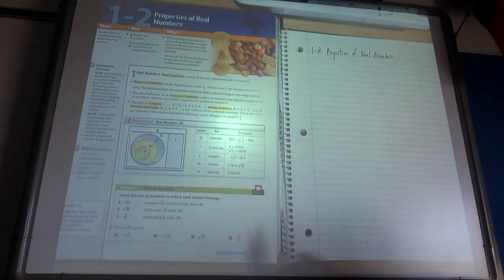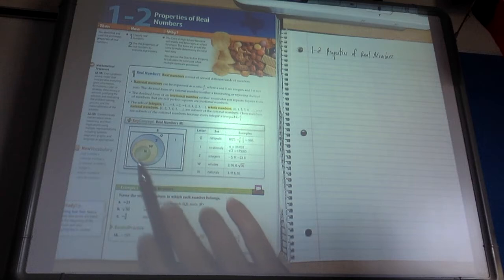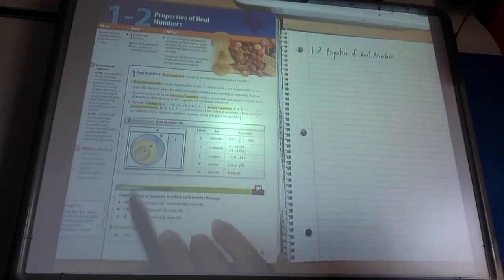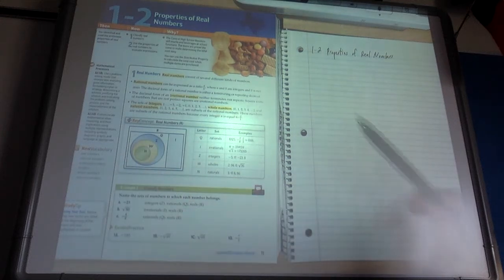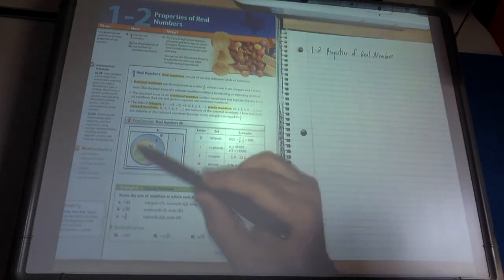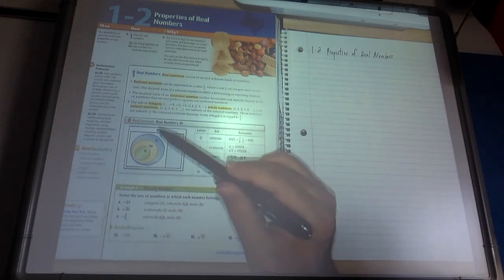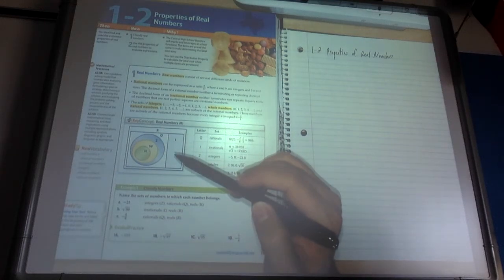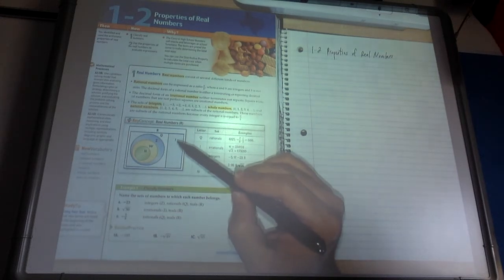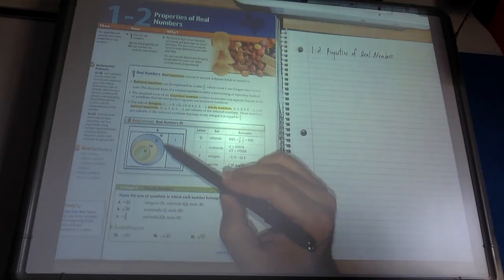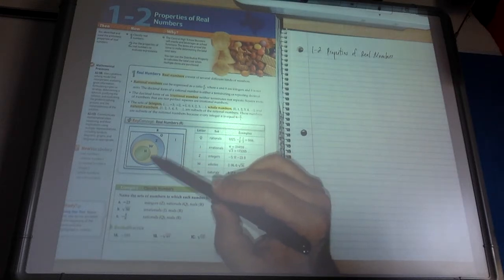I think what would be pretty helpful for you in your notes is to copy down this chart right here. Every number that we have fits into one of these categories, all right? This R right here encompasses everything. Those are called real numbers. Inside of that, we can have rational, which they identify as letter Q, and irrational. And then it goes integers, whole numbers, natural numbers.